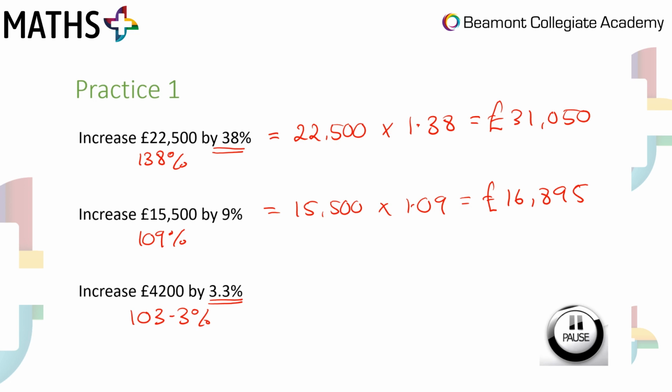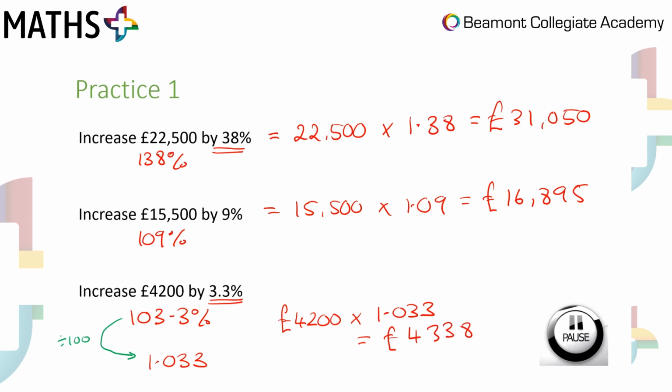Lastly, if I'm increasing by 3.3%, that means I have 103.3%, which as a decimal is 1.033. Now, if you ever can't remember how we turn a percentage into a decimal, all I do is divide that by 100. So once you've got your percentage, you can divide by 100 and that will turn it into the decimal. So here my calculation, 4,200 times by 1.033. So that will give me 4,338 pounds and 60p.